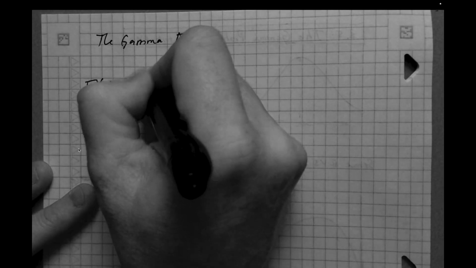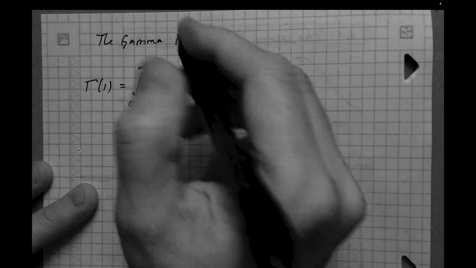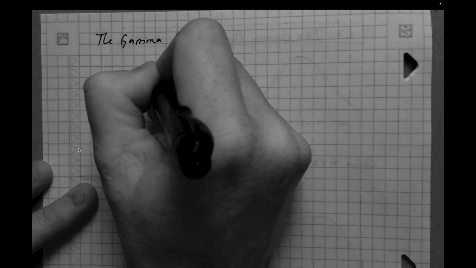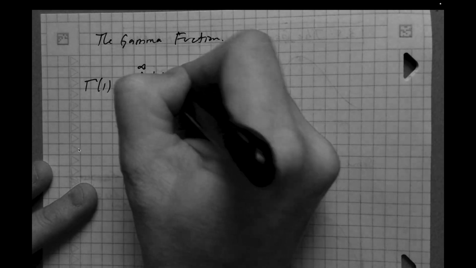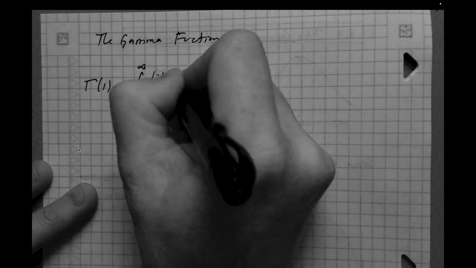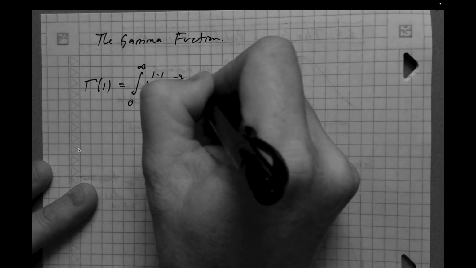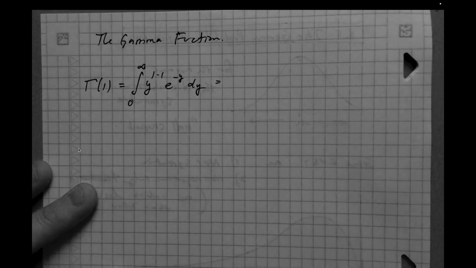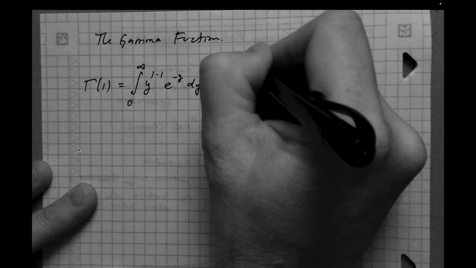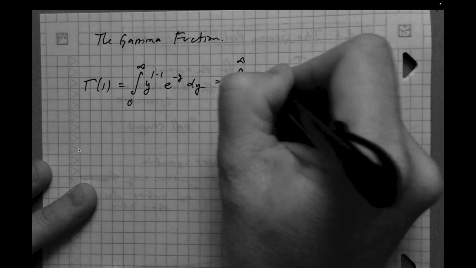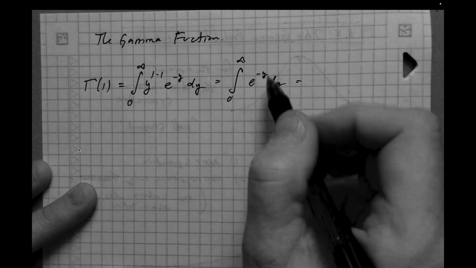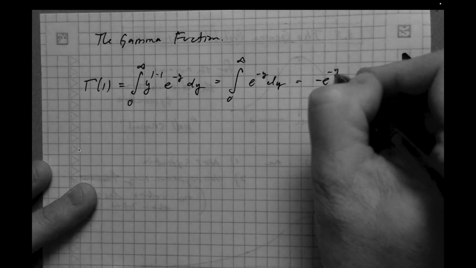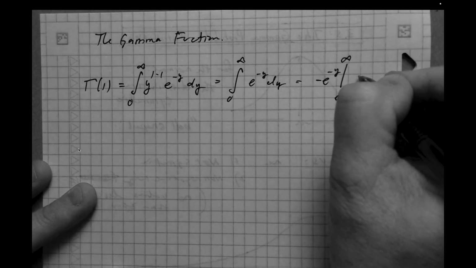Well, it's going to be equal to the integral from 0 to infinity of y raised to the alpha minus 1. So remember, alpha is 1, so it'll be 1 minus 1 times e to the negative y dy. And so this, of course, is the integral from 0 to infinity of e to the negative y dy, right? And so when we integrate this, it's negative e to the negative y from 0 to infinity.